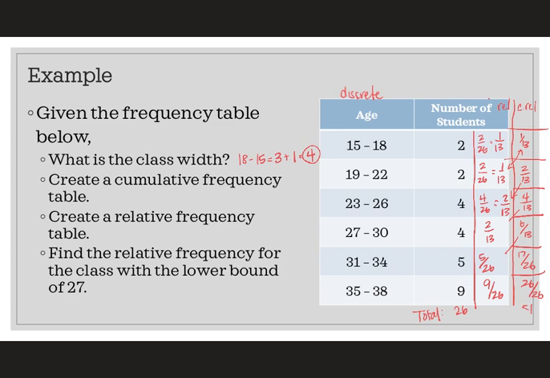All right, find the relative frequency for the class with the lower bound of 27. Lower bound means it's the bottom of the class. So we're talking about this class right here, the fourth one down. Relative frequency means that we are in this first column. So our relative frequency is going to be 2 out of 13, or if you left them without reducing, 4 out of 26. Reducing does not introduce error. Changing it to a decimal does.